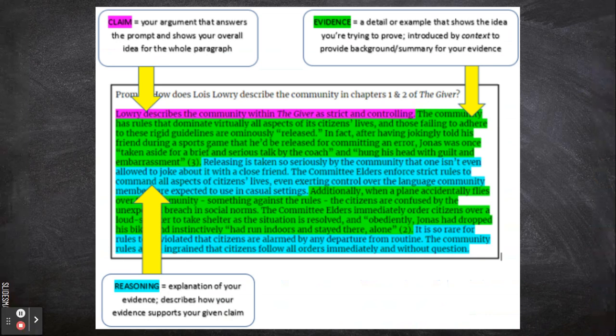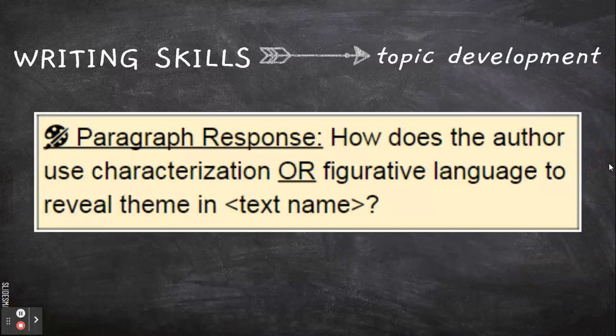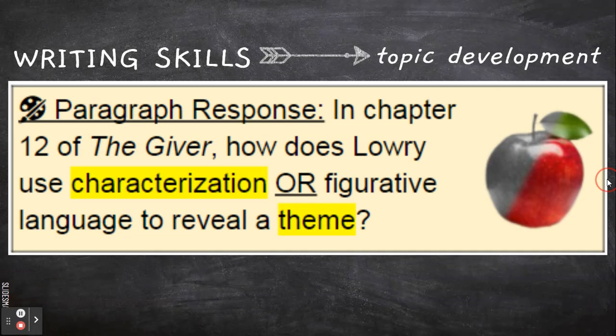You see the example here, that's 8 to 10 sentences. The claim is in pink to start the paragraph, then green, then blue, then another section of green for your second piece of evidence, and finish with blue. What you're looking at right here is the question you are going to have on the common assessment. How does the author use characterization or figurative language to reveal theme in the text? Now that's a tricky question because you get to pick your choice of characterization or figurative language. You'll write on one of those and say how it develops theme.